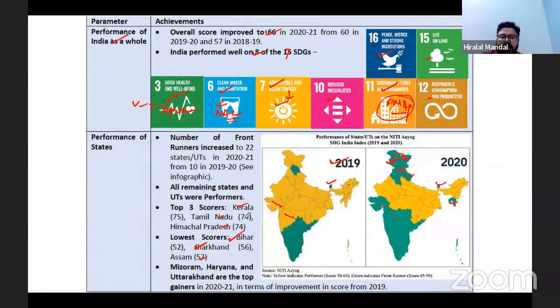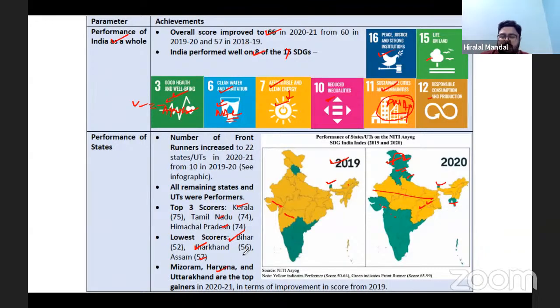When it comes to the laggard states, the Bimaru states are still in that range. Okay, so Bimaru stands for Bihar, Madhya Pradesh, and Rajasthan, and another one is Uttar Pradesh. The same states are there, and in fact, some of the states that were created from these states, such as Jharkhand and Chhattisgarh, are also lagging. The only state which was separated from Uttar Pradesh, that is Uttarakhand, is performing well. Okay, so this is what we can see.